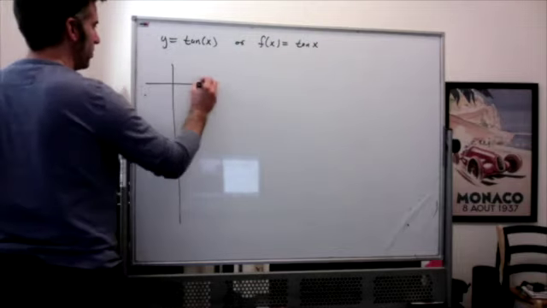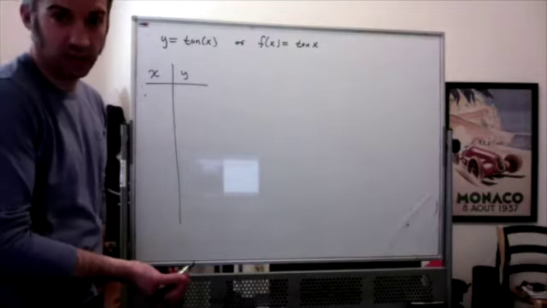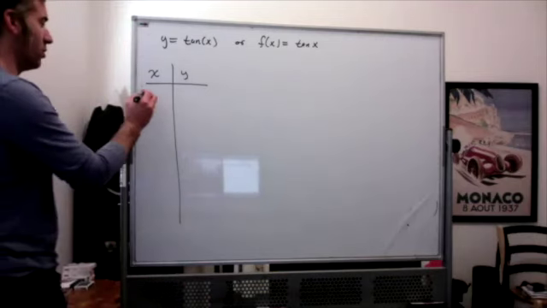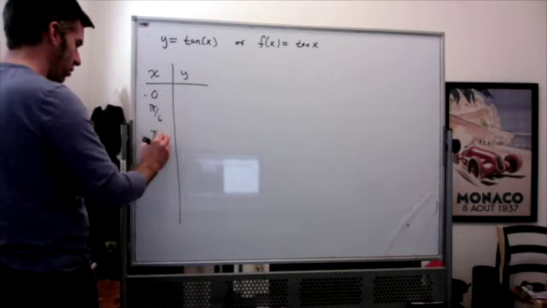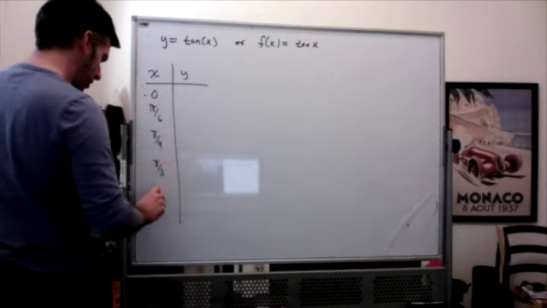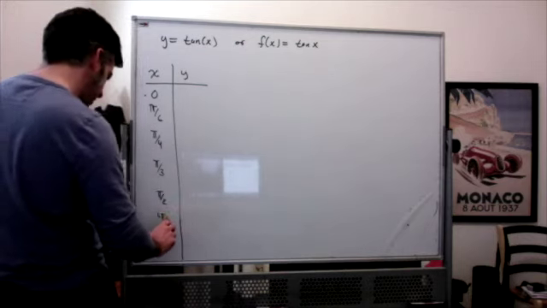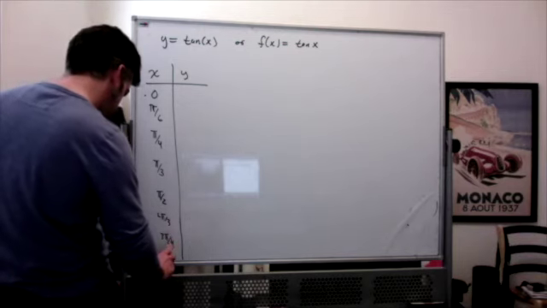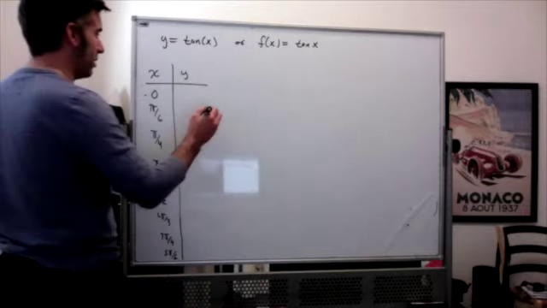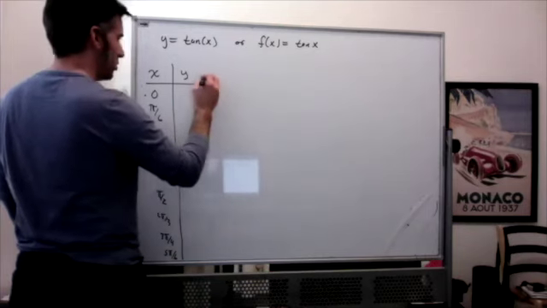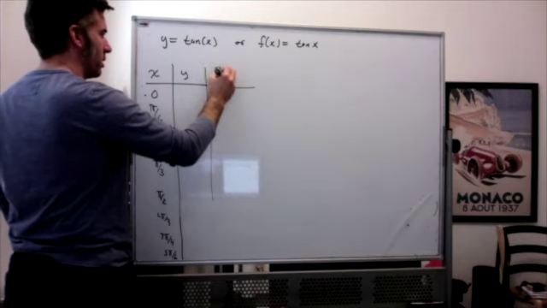On this table, we're going to pick our x values and our y values. The x values are going to be the usual nice angles that we pick to evaluate functions at. So like 0, pi over 6, pi over 4, pi over 3, and pi over 2. And let's go full: 2 pi over 3, 3 pi over 4, and 5 pi over 6. Remember, tangent is sine over cosine, so it's going to be sine x over cosine x.